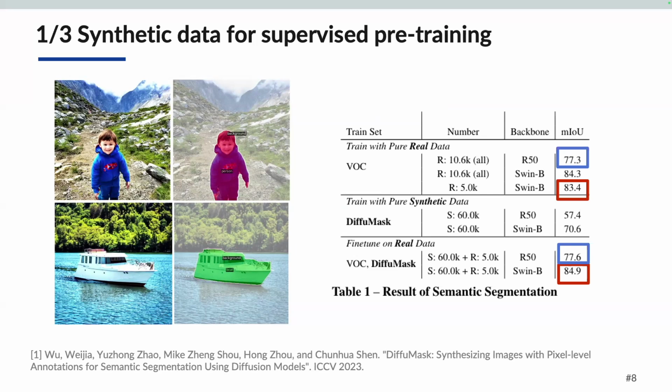And the table shows the semantic segmentation performance of different segmentation models before and after pre-training with synthetic data. And you can see that using synthetic data directly to train the segmentation model may not perform as well as a model trained on real data. But with synthetic data for supervised pre-training and then fine-tuning with real data, it can improve the segmentation model performance. And the blue and the red blocks in the table indicate this difference in performance.